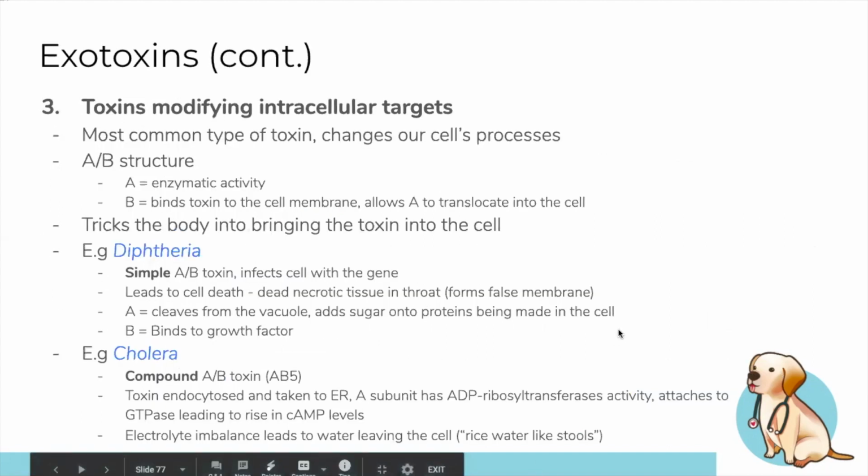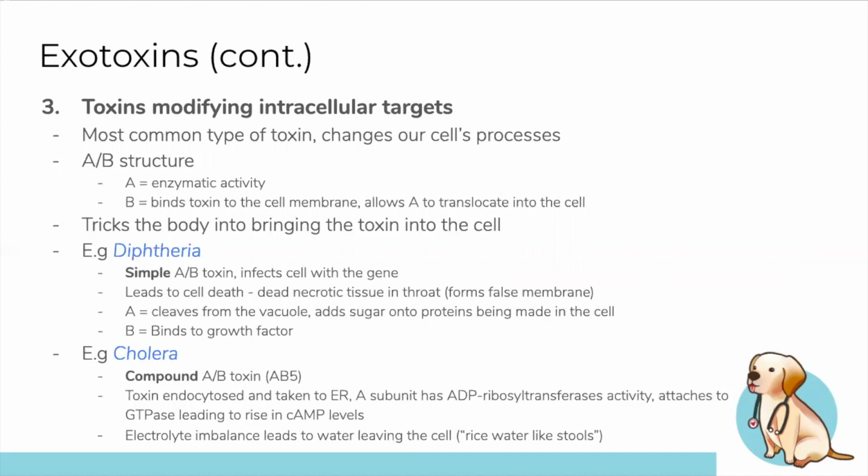Okay, and then you've also got toxins that modify intracellular targets. I think this is one of the more important exotoxins you should probably know, because this one does come up. These toxins always have an A-B structure, so they have two components that work together to cause the effect. Examples of this, and these are important, surprisingly: diphtheria is a simple A-B toxin, and it leads to dead necrotic tissue in the throat.